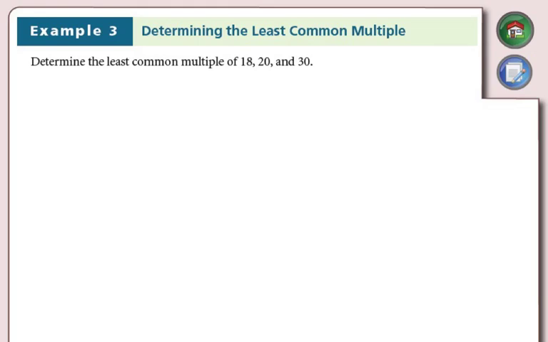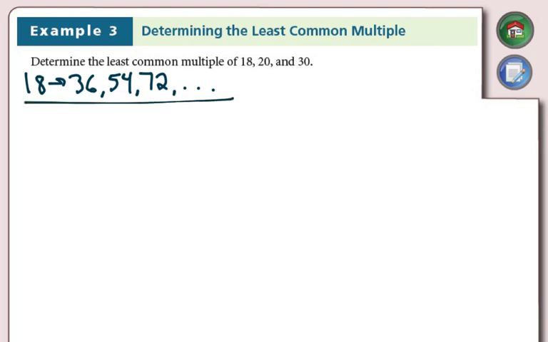So for 5 and 15, the lowest common multiple would be 15. For 2 and 7, the lowest common multiple would be 14. Now, we can list these out and say the multiples of 18, we have 18, 36, 54, 72, and we might need to continue listing those on for a while.